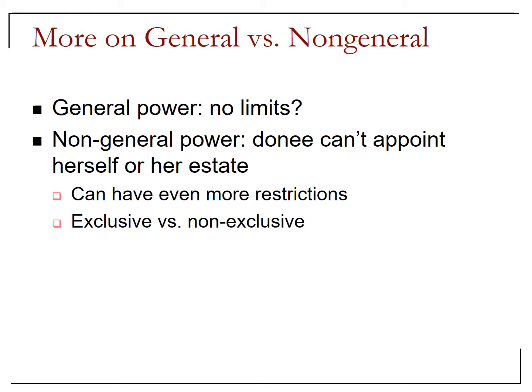If it does have more limits, you can think of the power as being either exclusive or non-exclusive. So, if a donee is permitted to exclude some or many members of a class, then the donee's power is seen as being exclusive. If, on the other hand, the donor explicitly requires the donee to appoint some assets to every member of a class, then we say that power is non-exclusive.